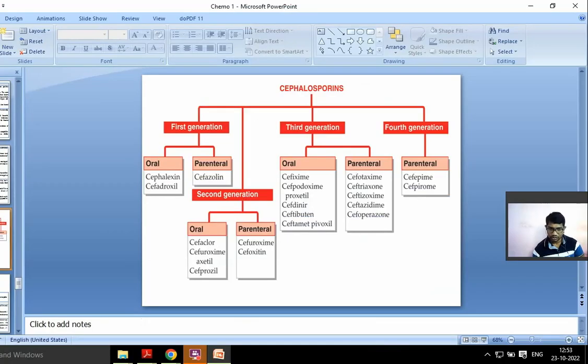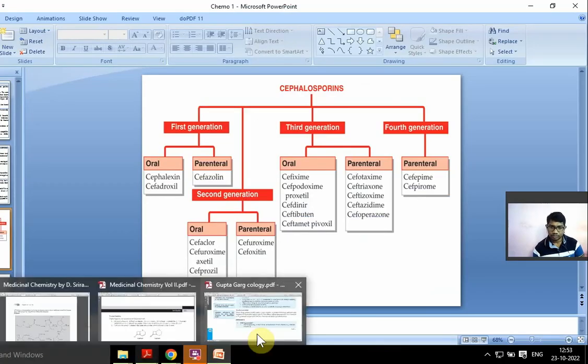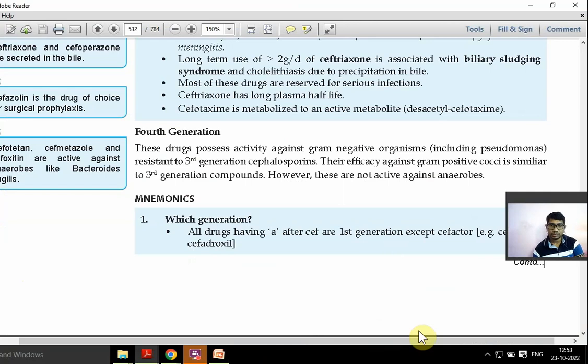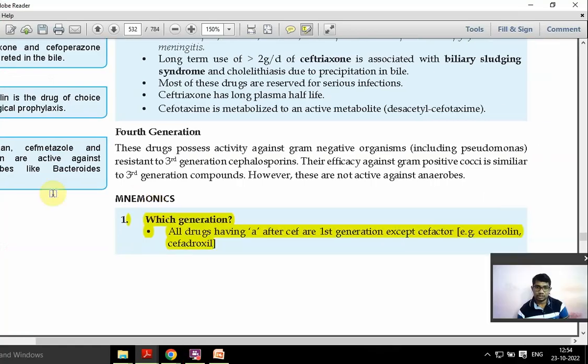Now you can see over here again how to memorize the generations. Okay, so first generation: all drugs having CEPHA, that is CEPHA, CEFA. They are first generation except Cefaclor. Cefazolin, like that. So all drugs which consist of CEPHA are first generation, except one drug. Example Cefazolin, Cephalosporin. Okay, they are the first generation.